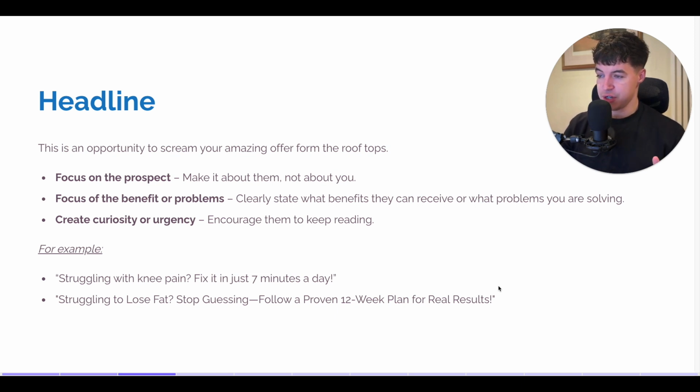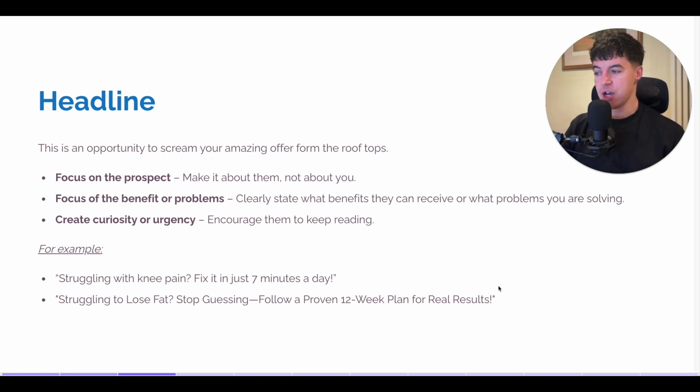Create curiosity or urgency, so just encourage them to keep reading. Okay, so use some compelling language, don't give it all away in the headline. Show them the bold offer, show them the problem you're solving, show them the benefits that you're promising them, but don't tell them too much so that they have to continue on down the landing page to understand truly what is going into this offer.